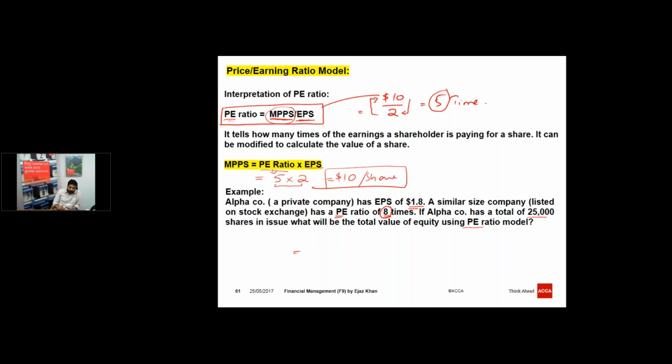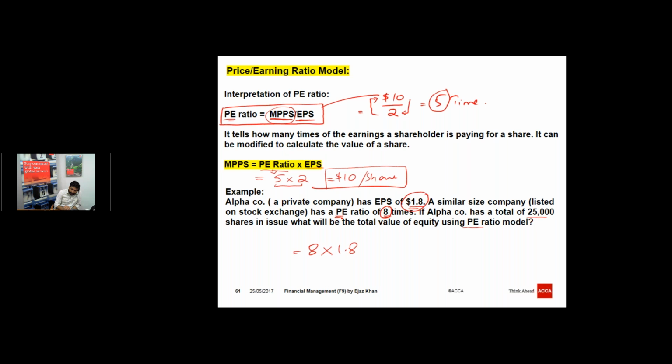The Alpha company is a private company. It's not listed on the market. It does not have any active market price. So all we have to do is to pick a company involved in the same business. The only difference will be the status of the company, whether it's listed or not. So the company that we have taken is a listed company. So we'll take the listed company, we'll have its price earning ratio, and we will take this price earning ratio 8 and multiply it with the earning per share of the Alpha company.